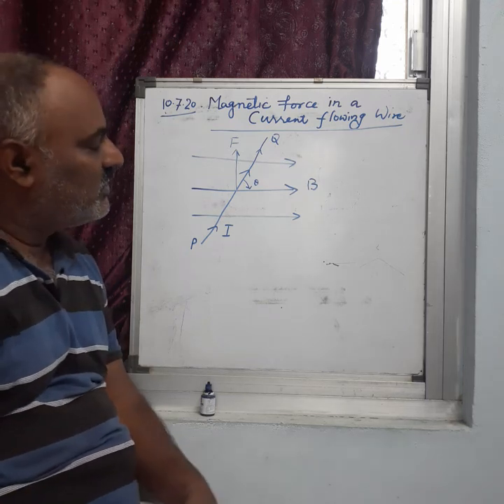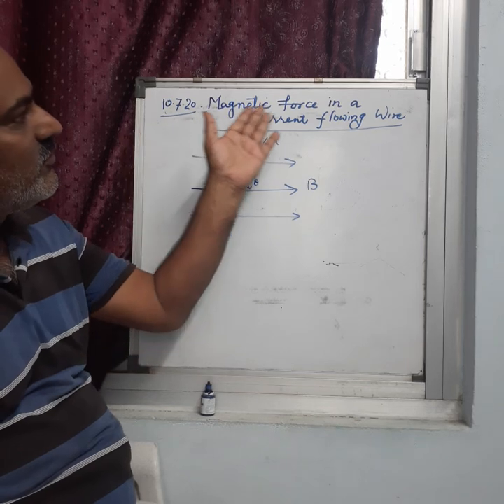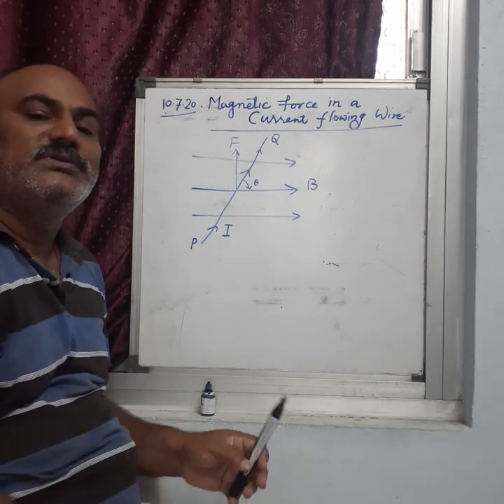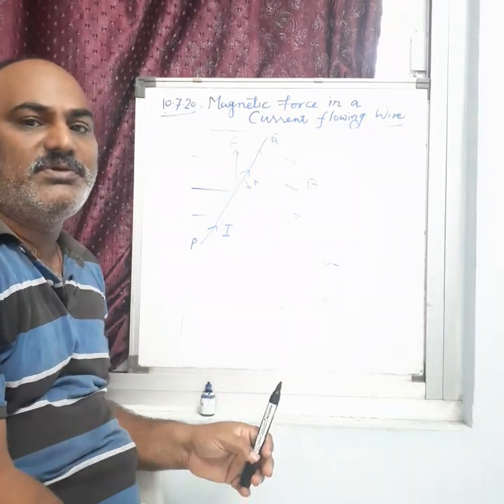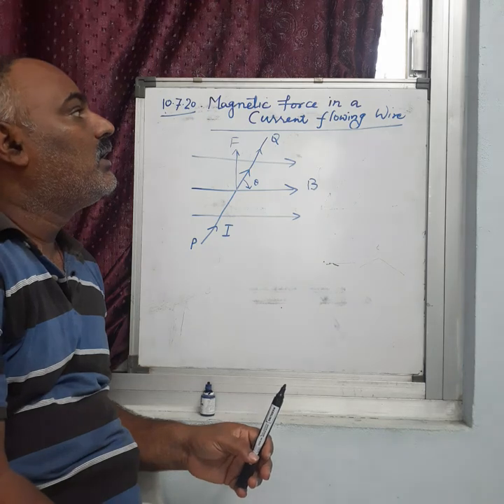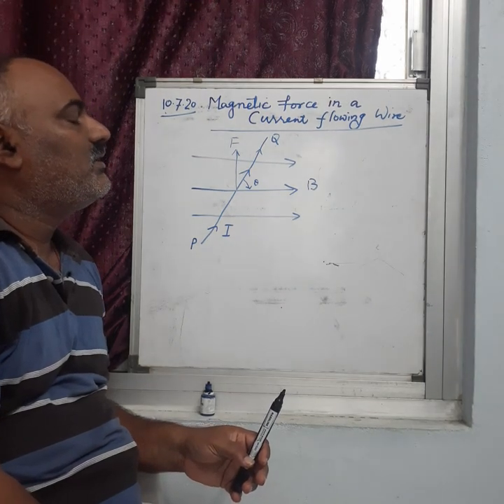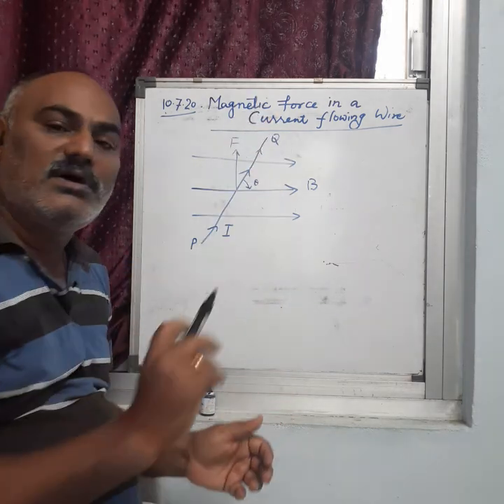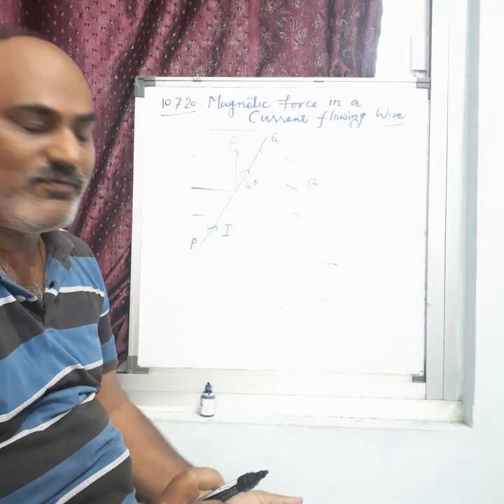Hello dear students, today our topic is magnetic force in a current flowing wire. This topic is given in your chapter 4, and in continuation of the previous video, the topic is taken from that chapter: magnetic force in a current flowing wire. How is the magnetic force produced by a current flowing wire?